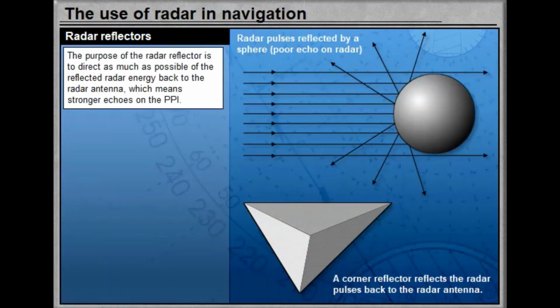In order to make small objects better visible on the radar, objects known to give poor radar echoes can be equipped with radar reflectors. There are several types of radar reflectors on the market. All have the same function: directing the radar pulse back to the antenna in order to increase radar detection range for a particular target. A radar reflector placed on a circular object, a buoy, beacon, etc., can increase the detection range considerably.